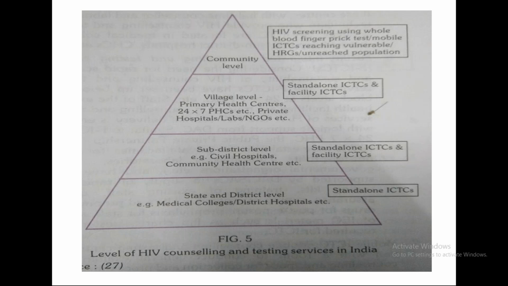And at the community level, HIV screening using whole blood finger prick test, and mobile ICTCs reaching vulnerable or high risk groups and the unreached population. So these are the different levels, going from the district to the sub-district to the village level, and then to the community level. Based on the level, we have to select what type of ICTC to establish and what services they have to provide.